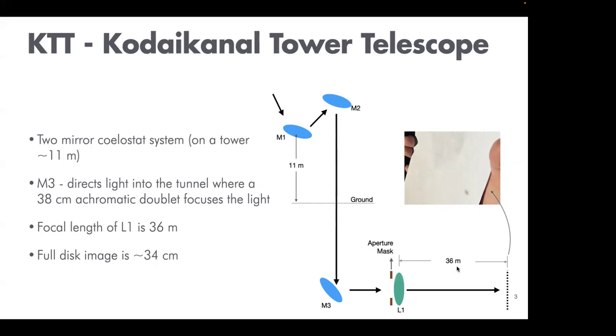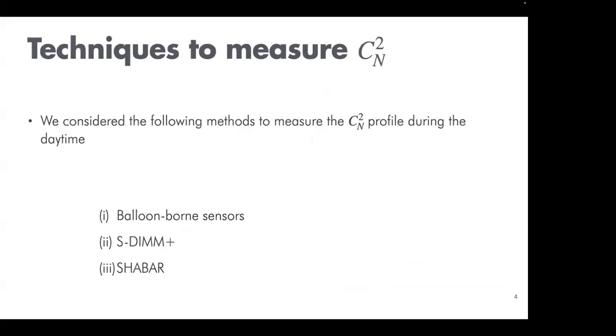And this has a 26-meter focal length, which means that your plate scale is actually huge at the prime focus. And the full disk image of the sun is actually 34 centimeters. So this is literally me holding a piece of paper at the focal plane, and you can see a sunspot, you can see the umbra and penumbra there. So yeah. Maybe I'll come to that in the next slide.